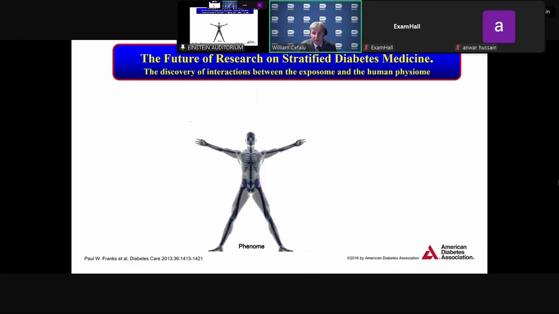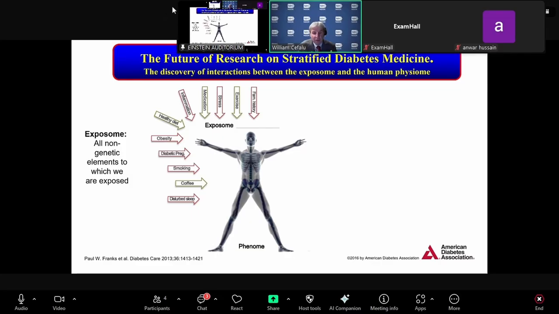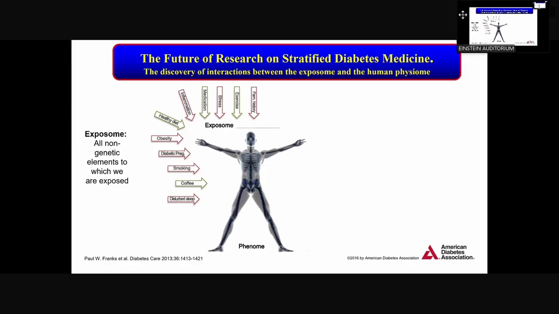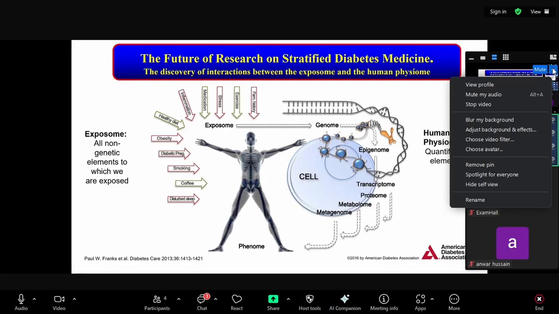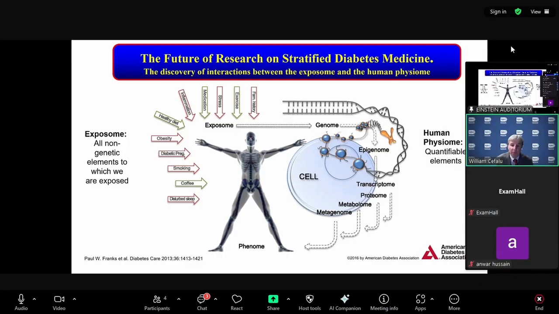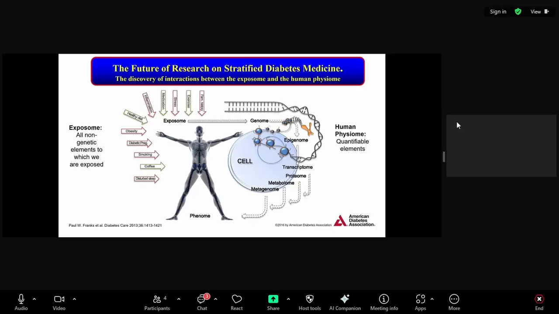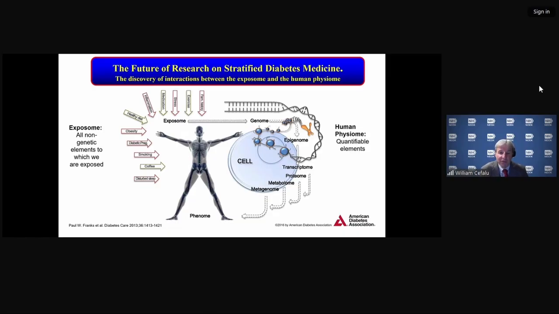The concept moving forward for stratified diabetes medicine would be this concept from Dr. Paul Franks that was published over 12 years ago. It looked at the interaction of what he determined the non-genetic elements to which we are exposed: stress, medication, obesity, smoking, and the interaction with the physiome, which is what you've talked a lot about today. The genetics, the epigenome, the proteome, the metabolome. If we could understand that interaction between the exposome and the physiome, that will hold the key to understanding stratified diabetes medicine at the clinical level.